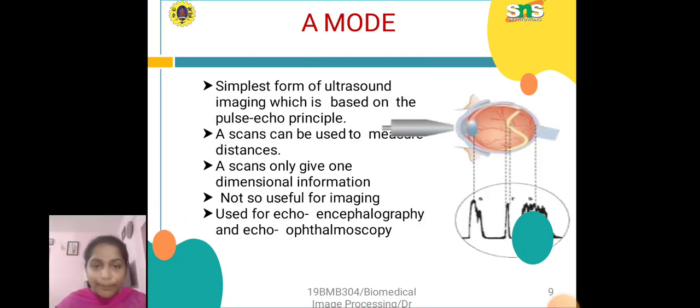A mode is the simplest form of ultrasound imaging, based on the pulse-echo principle. A scans can be used to measure distances. A scans only give one-dimensional information and are not so useful for imaging. It is used for echoencephalography and echo ophthalmology. We have a basic application in this A mode.